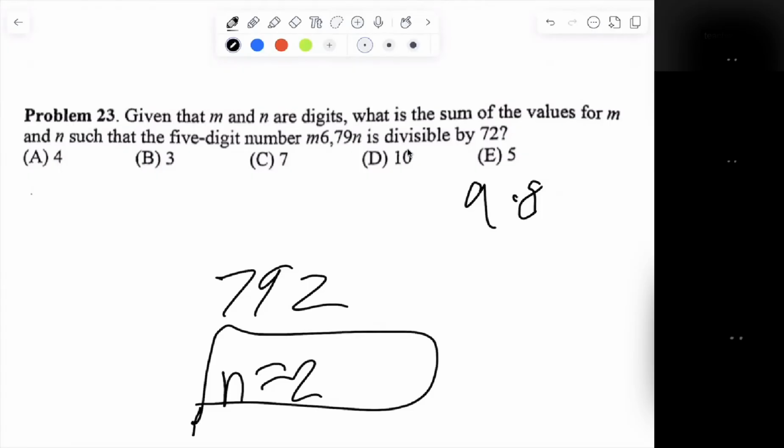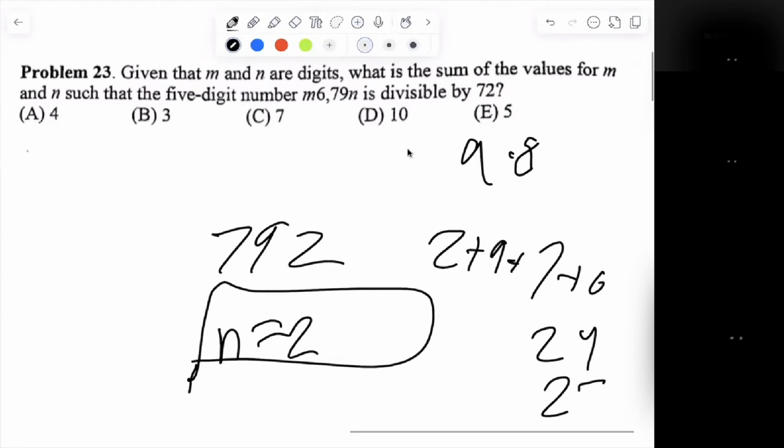Notice that since n is 2, the digit sum is 2 plus 9 plus 7 plus 6. Adding this all up gives you 16 plus 6 is 22, plus 2 is 24. The closest multiple of 9 is 27. That's going to be 3 away, so m has to be 3 in this case.